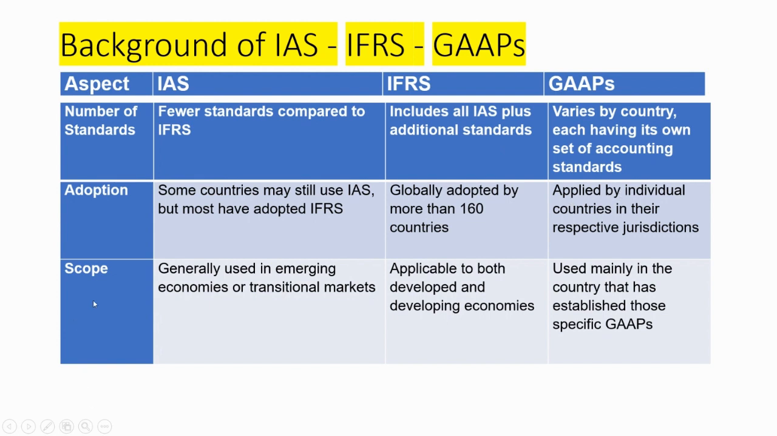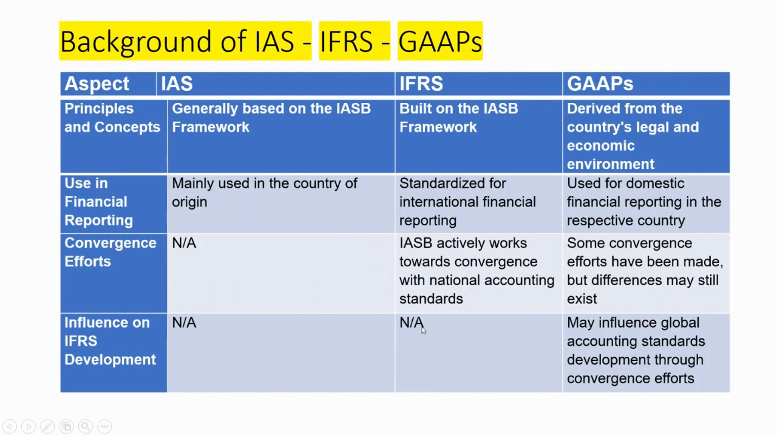What is the scope of International Accounting Standards? Scope basically depends on transitional markets and economies, but International Financial Reporting Standards are applicable in all developing countries, developed countries or economies. GAAP is usually used mainly in a country that has established its specific generally accepted accounting principles.